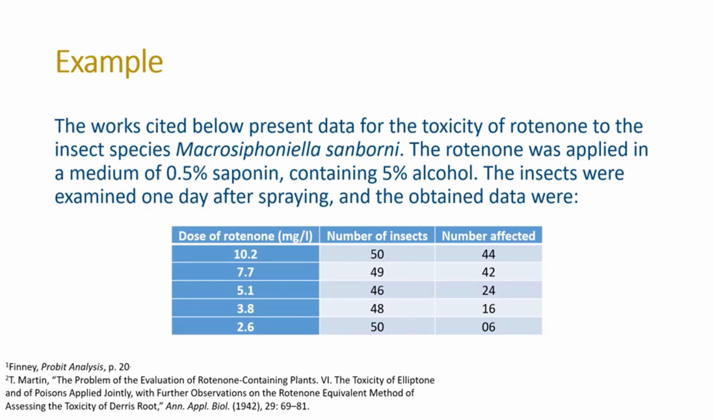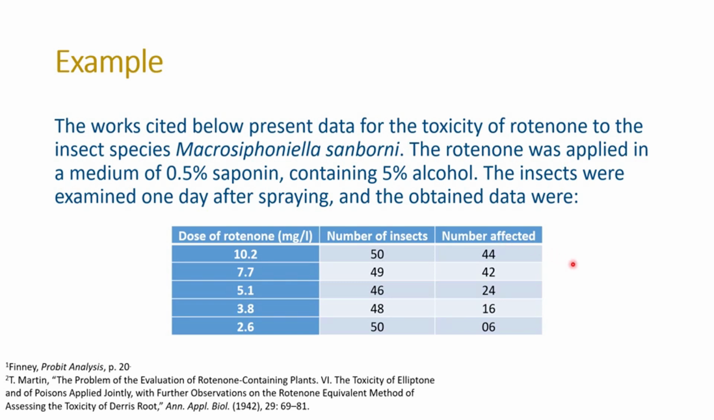For our example, we're using the works cited at the bottom of the slide to obtain some data that describes the toxicity of rotenone to the insect species Macrosiphoniella sanborni. The rotenone was applied in a medium of 0.5% saponin containing 5% alcohol. The insects were examined one day after spraying, and the data is as shown. We have different doses of rotenone in concentrations of milligrams per liter, the number of insects that were treated, and the number of insects that were adversely affected.